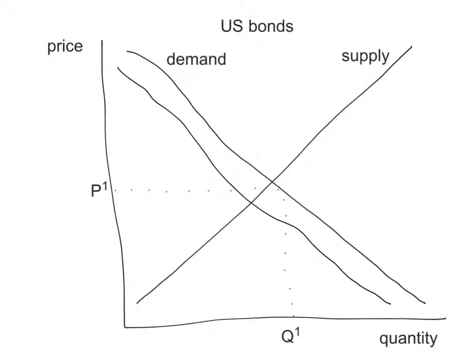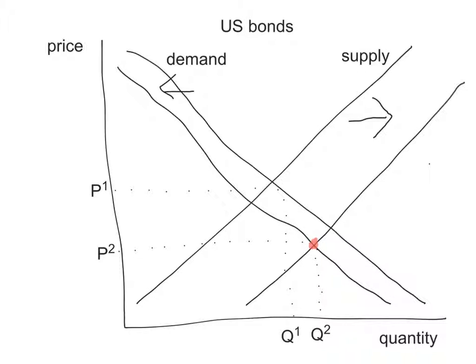Let's make the supply curve move to the right by a lot, and you'll be able to see there is now a new equilibrium point according to standard demand and supply. And at that new equilibrium point, there is now a new equilibrium price, P2. There is a new equilibrium quantity traded, Q2, just like in traditional demand and supply.